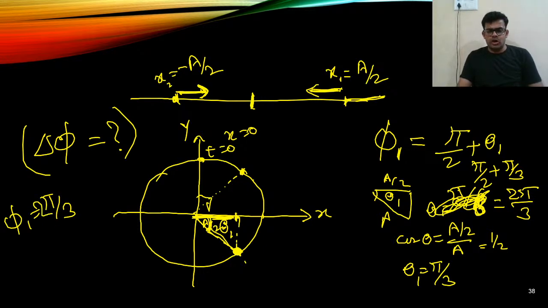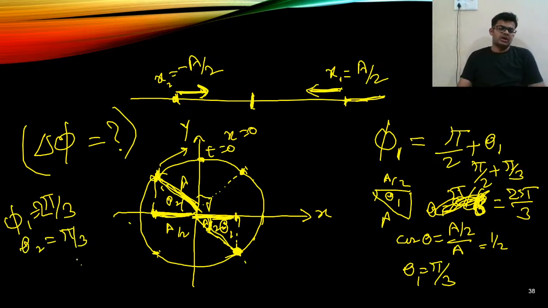Now phi 2, let us talk about it. The particle is coming this side. For minus a by 2, this should be the particle's projection. If the particle is going this side, x is increasing, meaning it is going towards the negative extreme. But if the particle is at this position, it is coming towards the mean position. So I will draw another circle. Let us find it. You can do it, my dear friends. This is a by 2, this is a. So what will be this theta 2? Theta 2 will also be pi by 3.